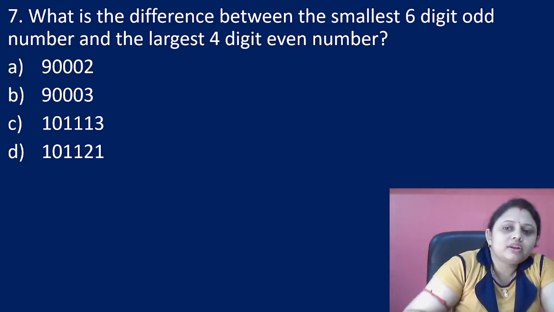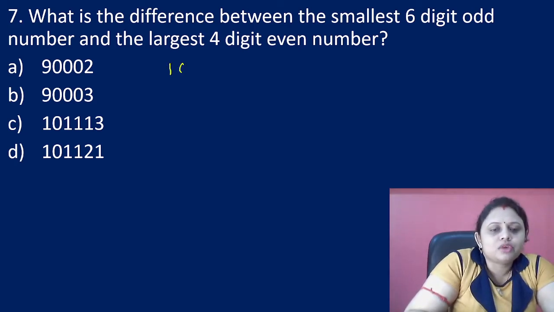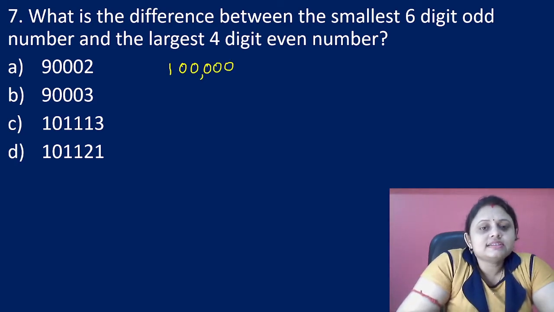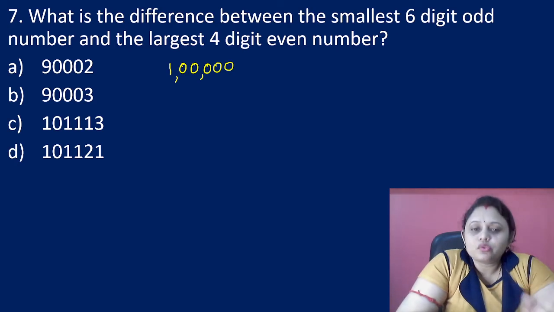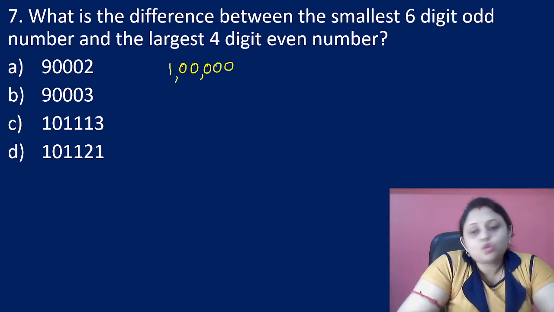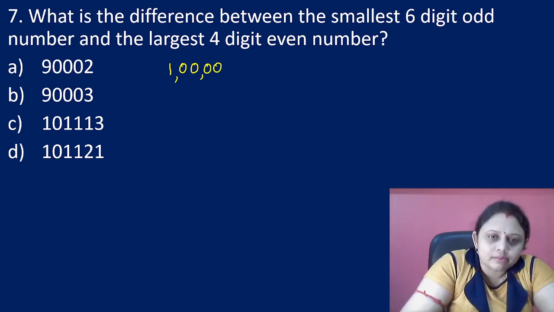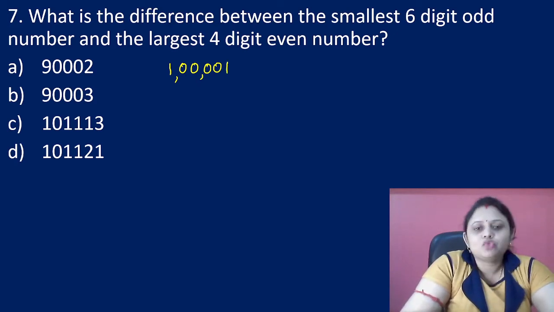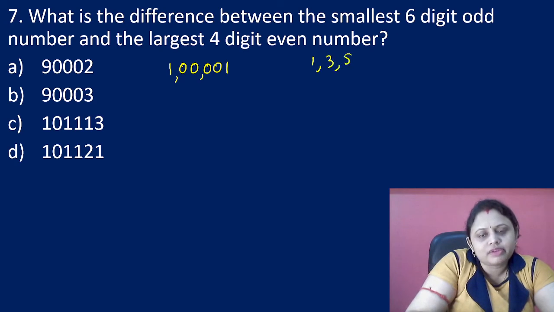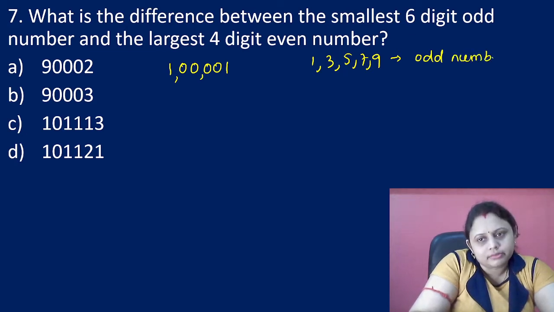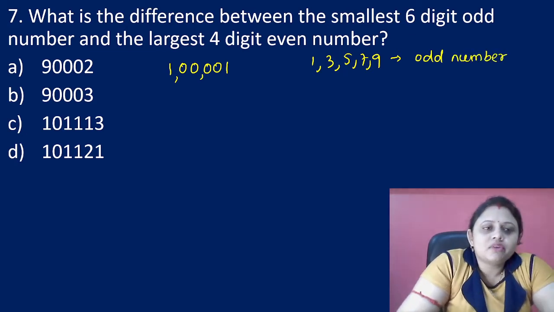Next, what is the difference between the smallest 6-digit odd number and the largest 4-digit even number? The smallest 6-digit number is 100000. This is the smallest 6-digit number. But we don't need the smallest 6-digit number. We need a 6-digit odd number. So we will write 1 here. You know 1, 3, 5, 7, 9. If they are present in the ones place, then the number will be an odd number. So this is our smallest 6-digit odd number.